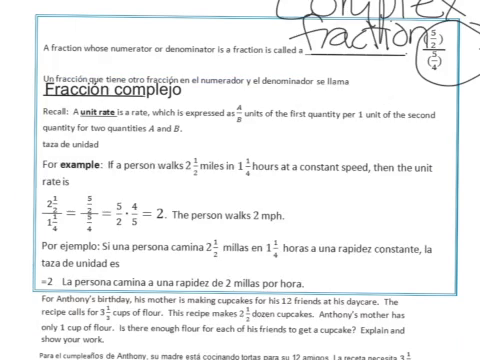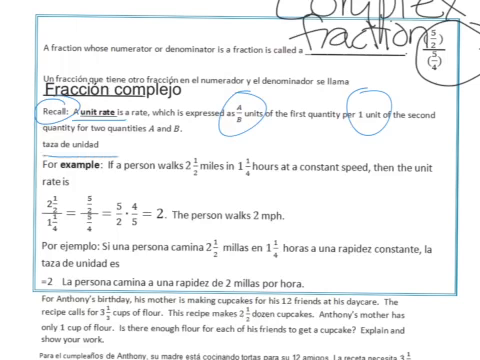So recall means that we're going to remember from previously that we learned this. A unit rate is a rate which is expressed as A over B units of the first quantity per every 1 unit of the second quantity for two quantities, A and B. A unit rate in Spanish se llama tasa de unidad.